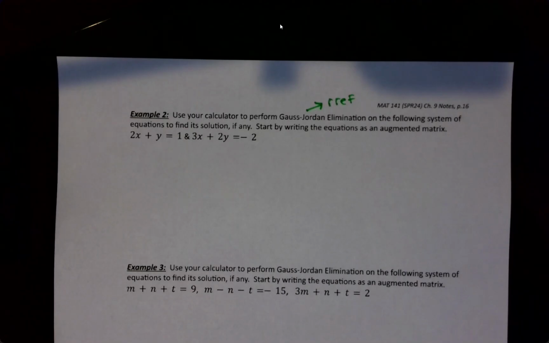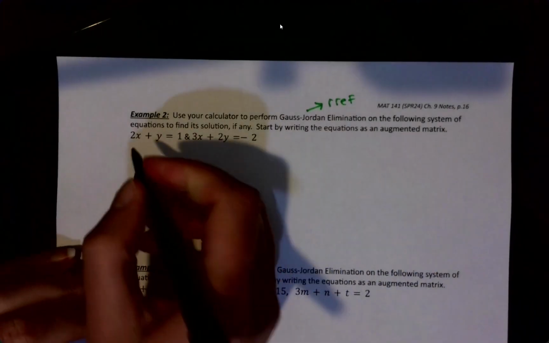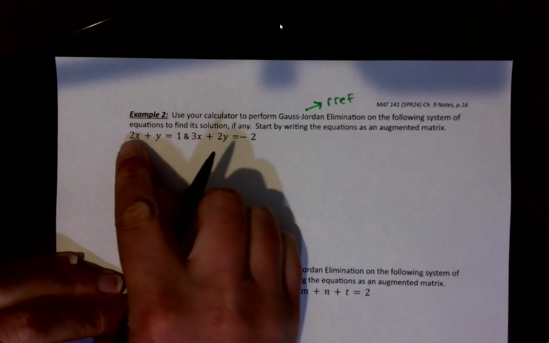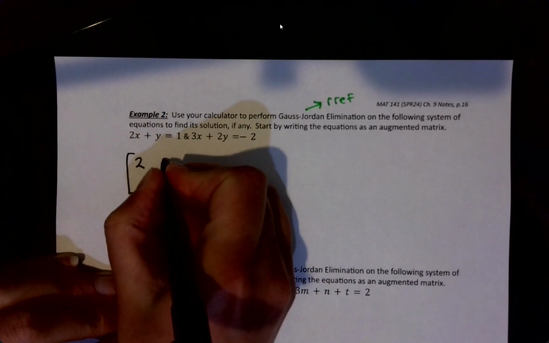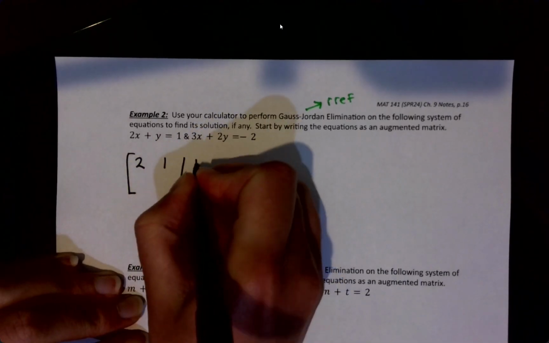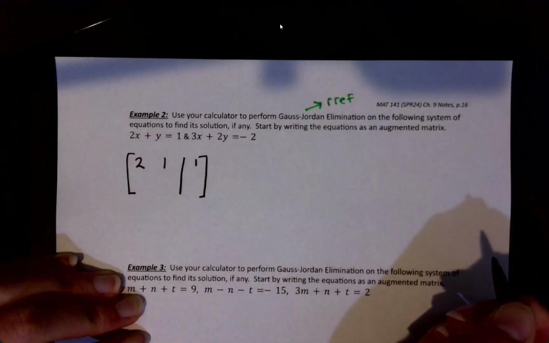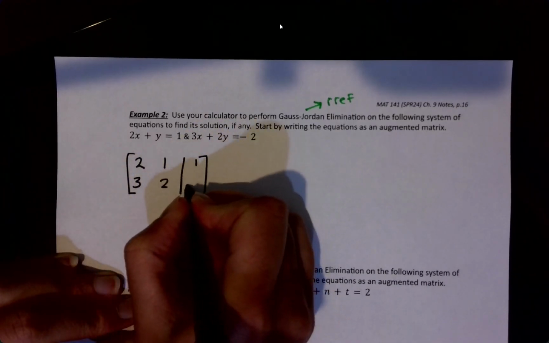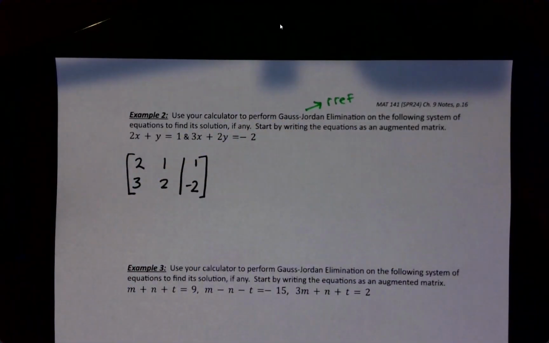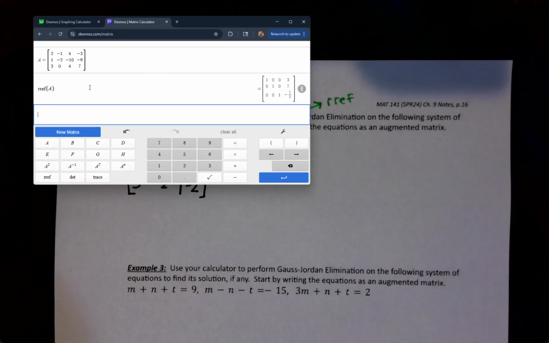Start by writing the system of equations as an augmented matrix. The first equation is 2x plus 1y equals 1. The next equation is 3x plus 2y equals -2. And this is just 2 variables and 2 equations, so I'm going to have 2 rows and 3 columns. Let's go into our matrix calculator.